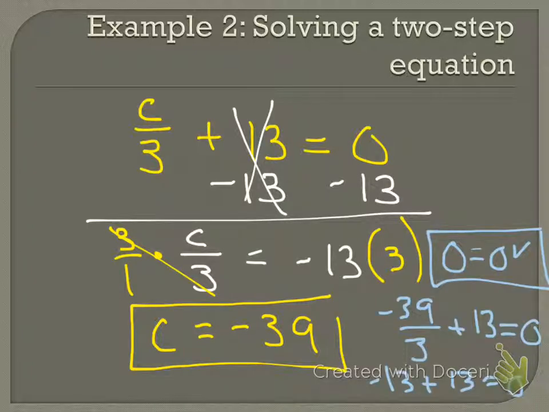And then you can plug it in and check. And then 0 ends up equaling 0. Negative 39 divided by 3 is negative 13. Negative 13 plus 13 is 0. Okay? So, again, opposite operation. Get the variable by itself on one side.